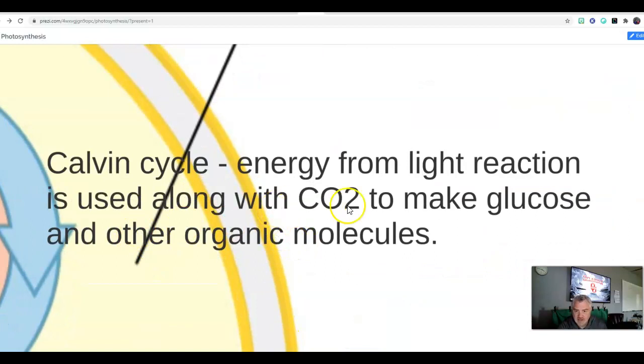In the Calvin cycle, energy from the light reaction is used along with CO2 to make glucose and other organic molecules.